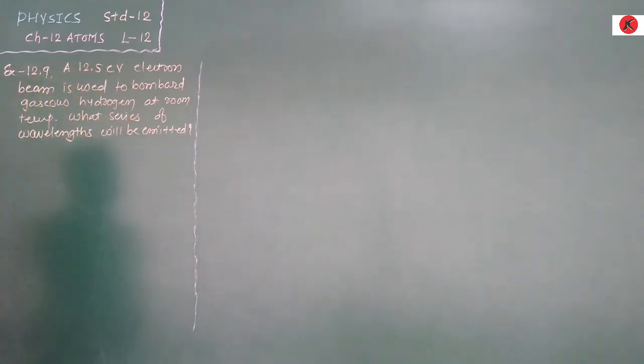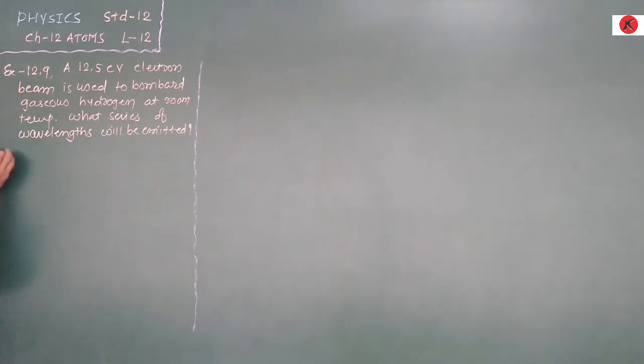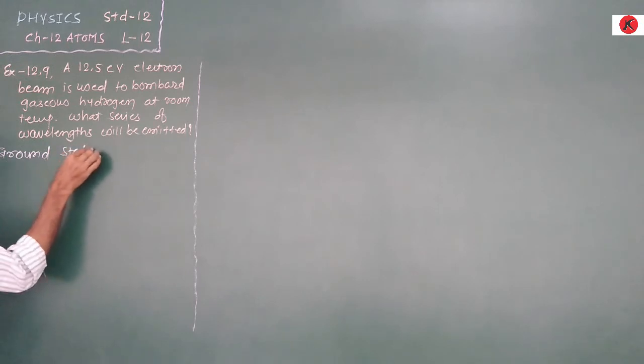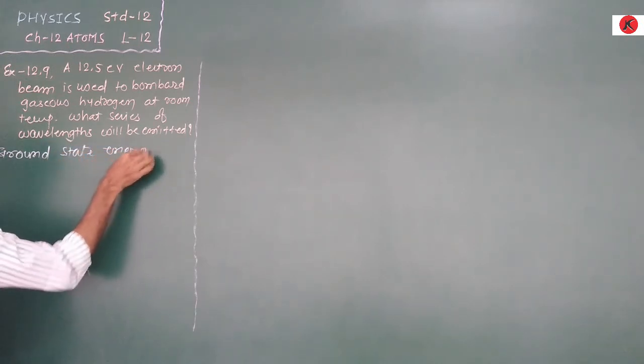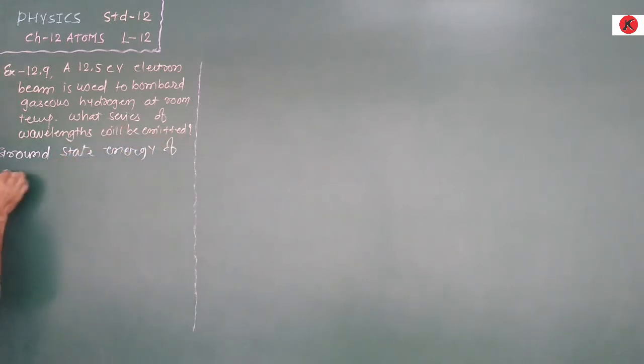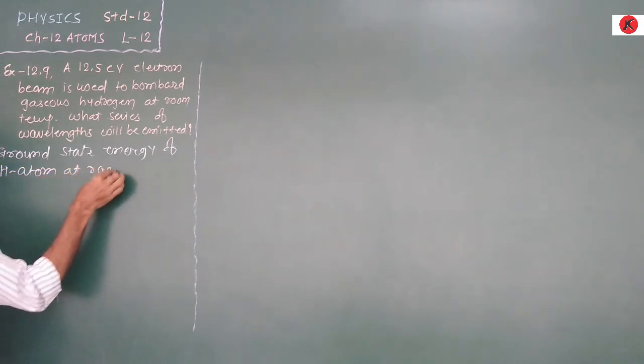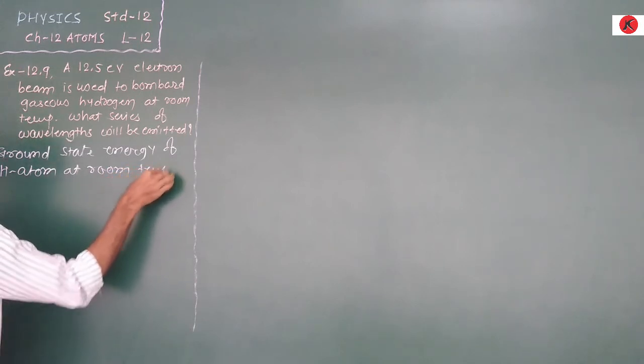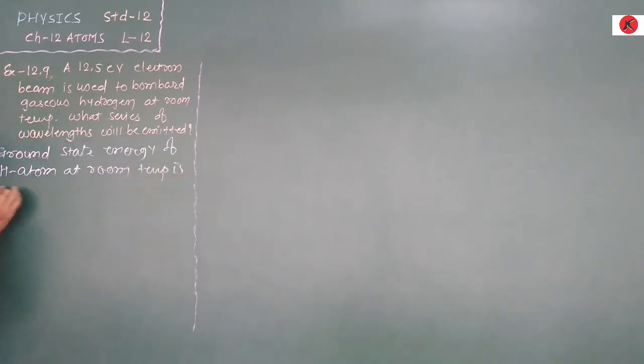Okay. Now we know that the ground state energy of the hydrogen atom at room temperature is minus 13.6 electron volt. Right?